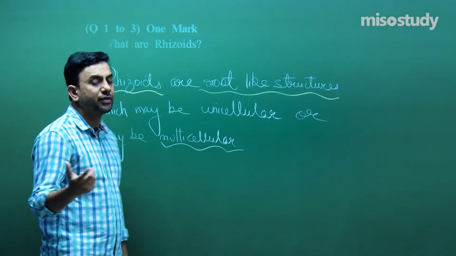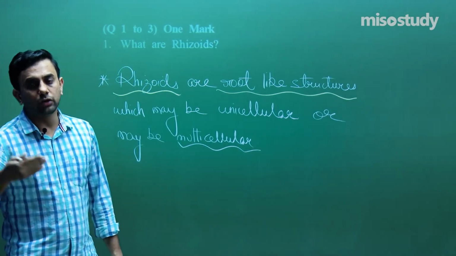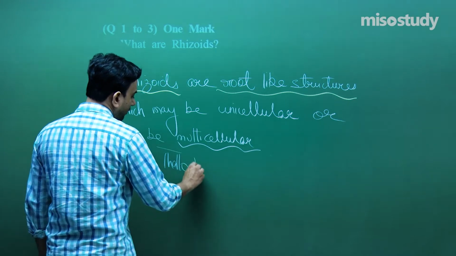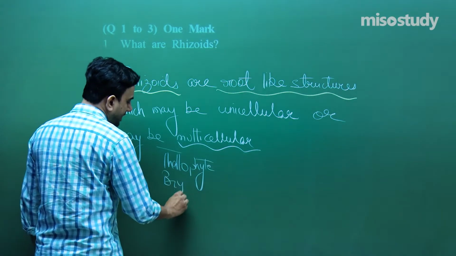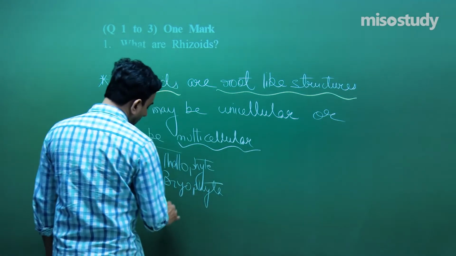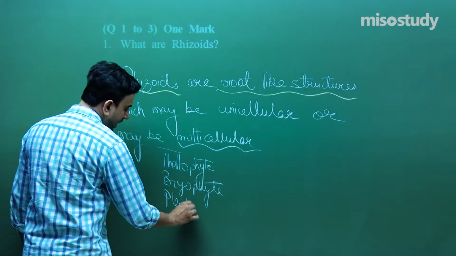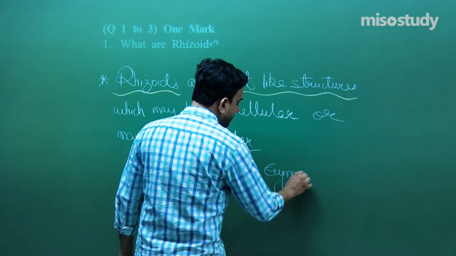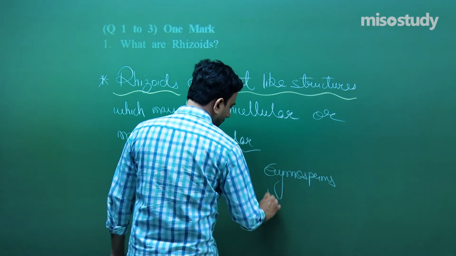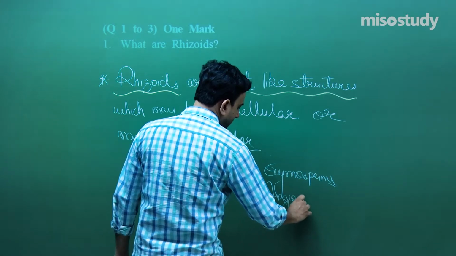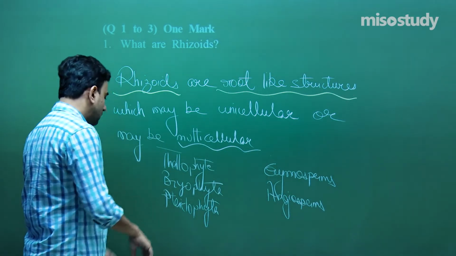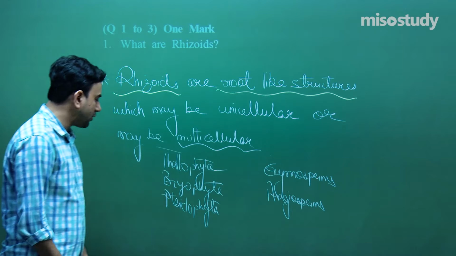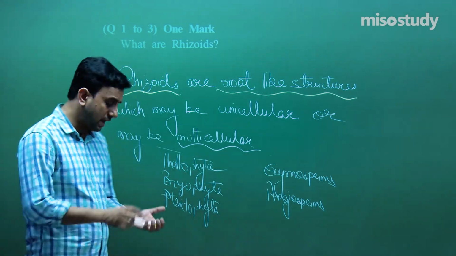We know that when we divide the plant kingdom according to evolutionary lineage, there are 5 groups: the thallophyta, the bryophyta, the pteridophyta, the gymnosperms, and the angiosperms.